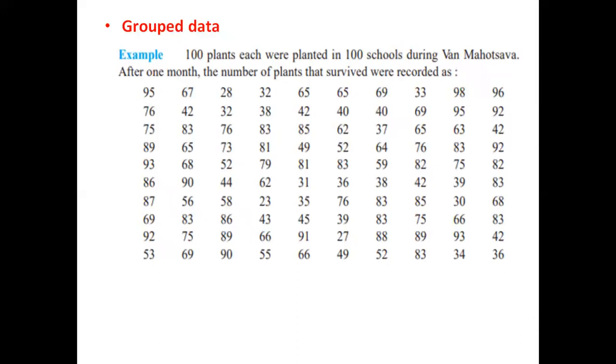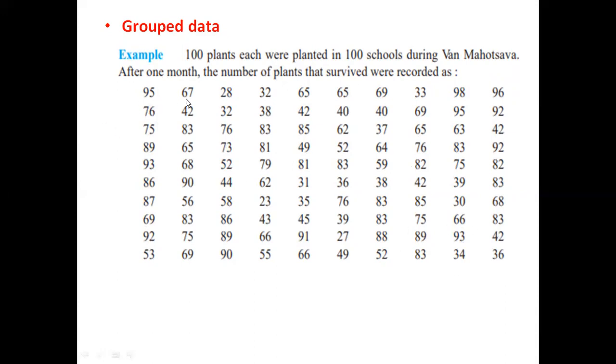Now, in case we have bigger data like this, here we have 100 plants which were planted in hundred different schools during Vanamahotsav. And after 1 month, the number of plants that survived are given as below. Now, in this case, the numbers are varying. So we have 95, 76, 75, 89, 93, 86. Hardly any numbers are the same.